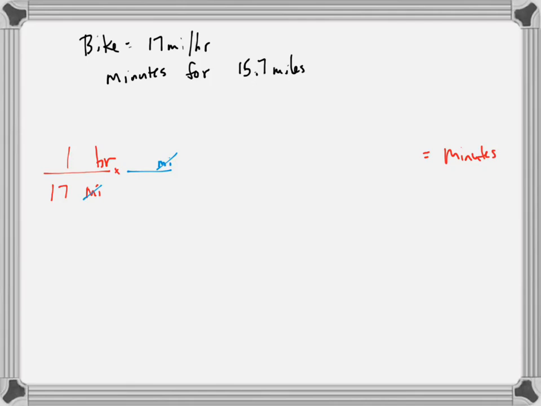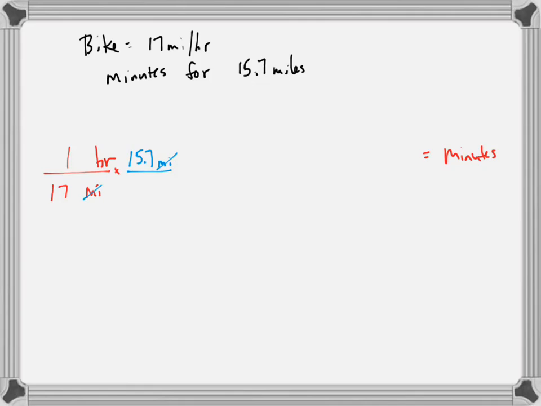I know I have 15.7 miles, and this is where people are going to tend to panic. What do I put in the denominator? This is just looking at miles. Do I have a relationship between miles and minutes? No, so I can't bring minutes in.